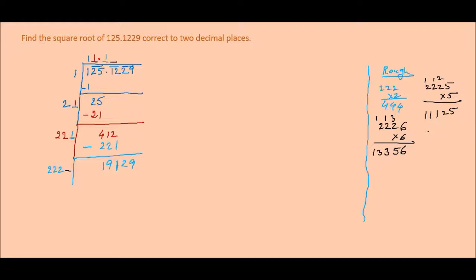Let us try 7. 7 times 7 is 49. 7 times 2 is 14 plus 4 is 18. 7 times 2 is 14 plus 1, 15. And 7 times 2 is 14 plus 1, 15. Again smaller than 19129. Taking 8.